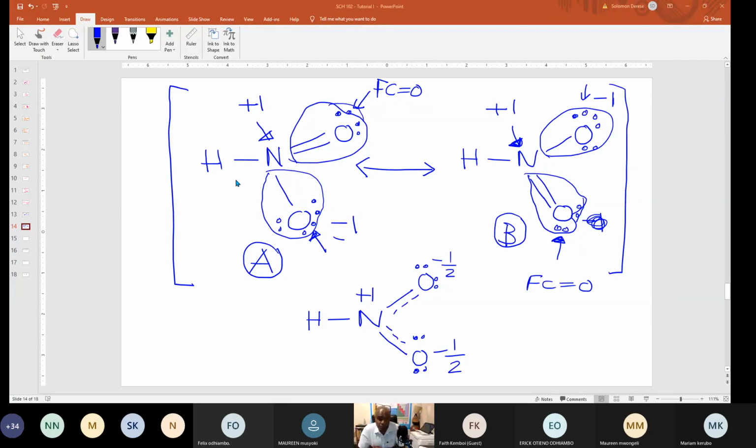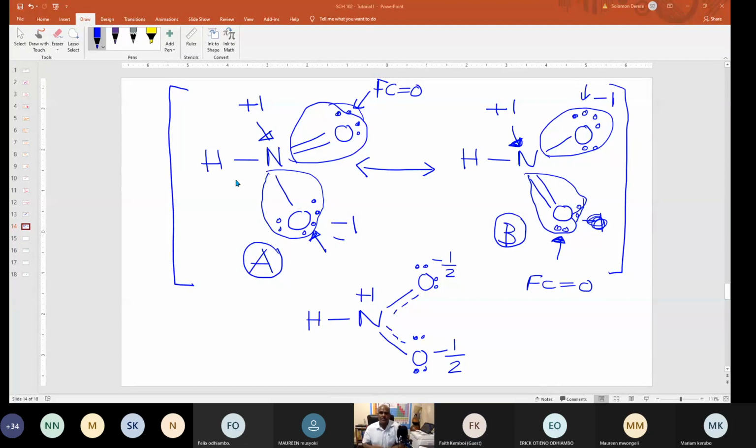So in several examples, there will be no resonance. You will only have one fixed structure. That one, you don't need to show the resonance, because when you are drawing the Lewis structure, you are drawing the actual true structure of the molecule. And then none of the ones indicated by A or B are the true structure. So you have to show that, okay?